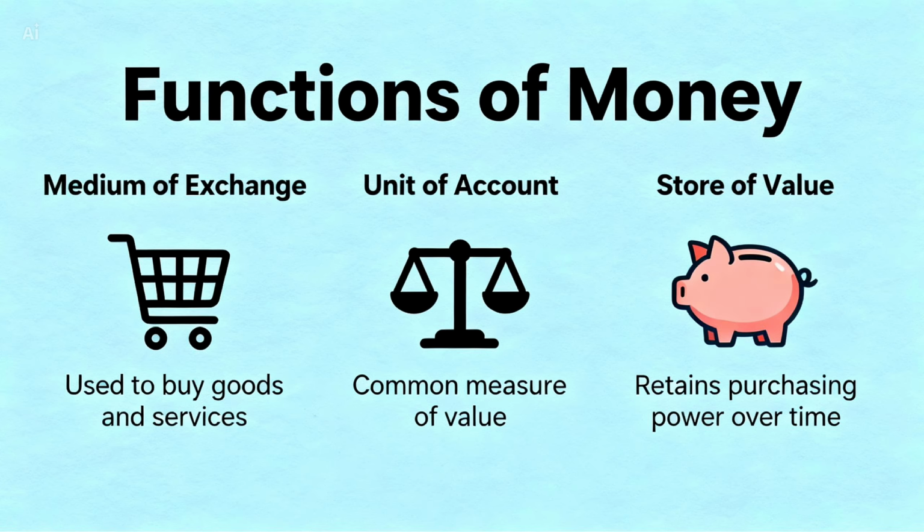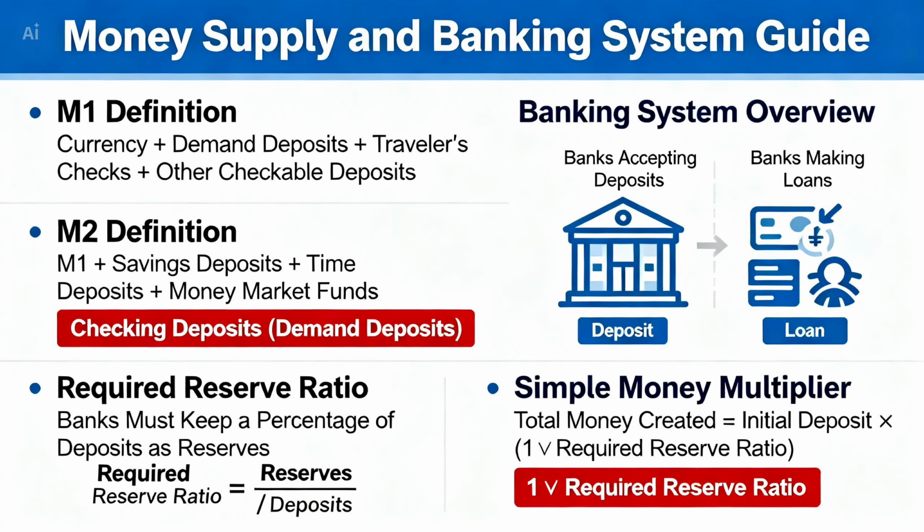Then let's talk about Unit 4, the financial sector. Now let's talk about money and banking. You need to know the functions of money, like medium of exchange, unit of account, and store of value. You need to know the differences between M1 and M2, and understand that checking deposits are part of the money supply. And then comes the banking system. Banks take deposits and use some of those deposits to make loans.